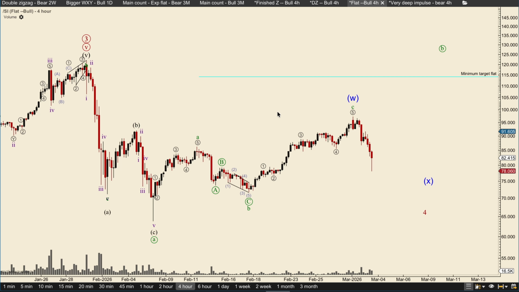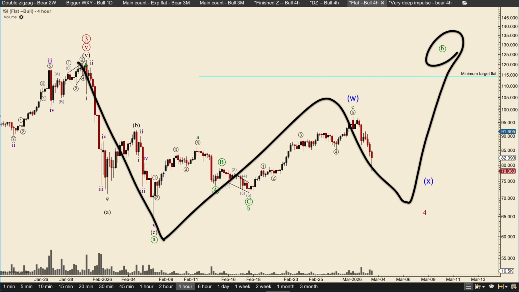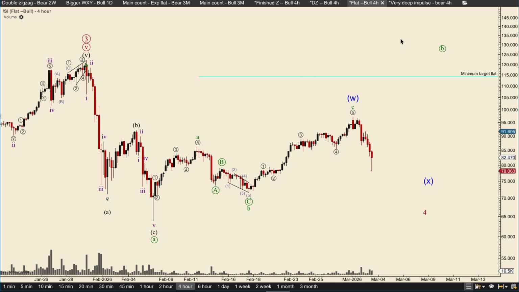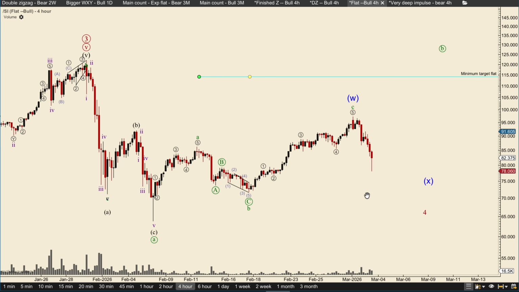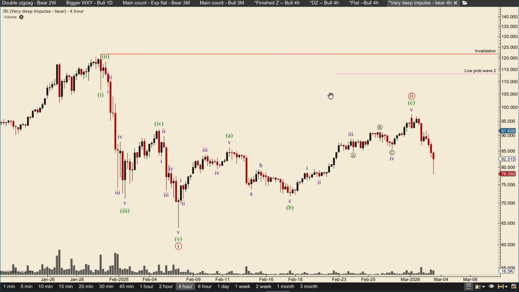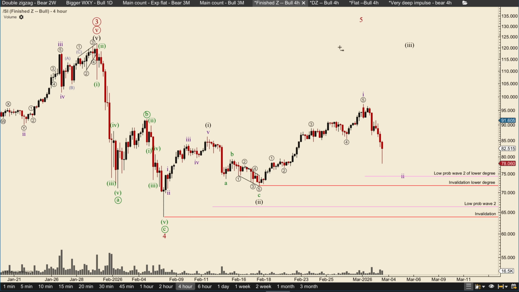And here, the sideways AWXY into wave B, this is basically only relevant until we hit this. So minimum target flat here at 114.180. So here is when we can count with this scenario being a higher probability. Because otherwise this is not the highest probability at all. We need to hit this in order for this to be activated, so to speak. So keep that just in the back of your minds that it exists.